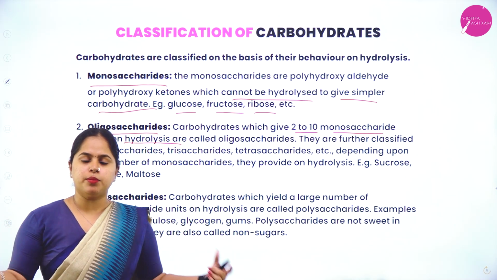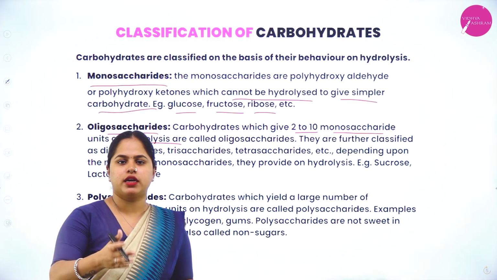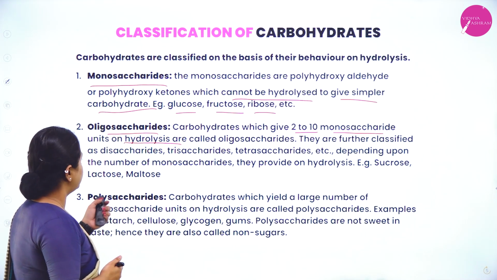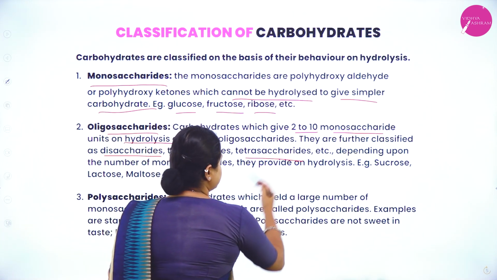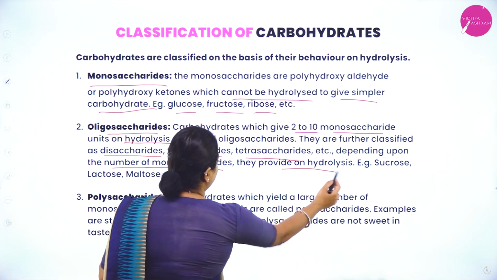So around 2 to 10 monosaccharides will combine together to form an oligosaccharide. That is why oligosaccharide on hydrolysis will give 2 to 10 monosaccharide units. They are further classified as disaccharides, trisaccharides or tetrasaccharide depending upon the number of monosaccharide units they provide on hydrolysis.